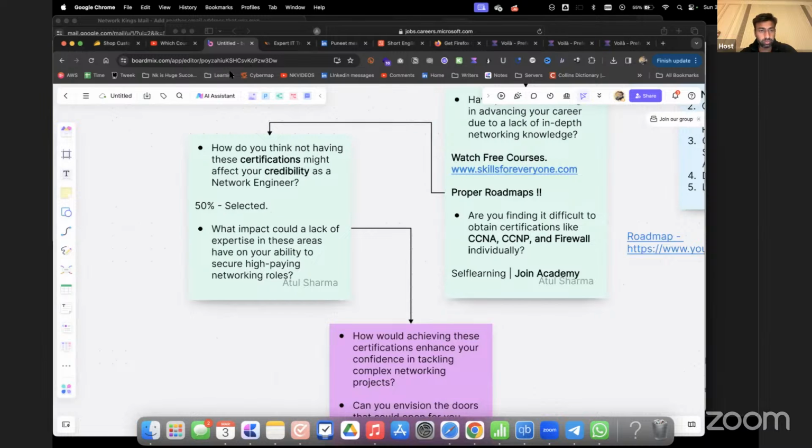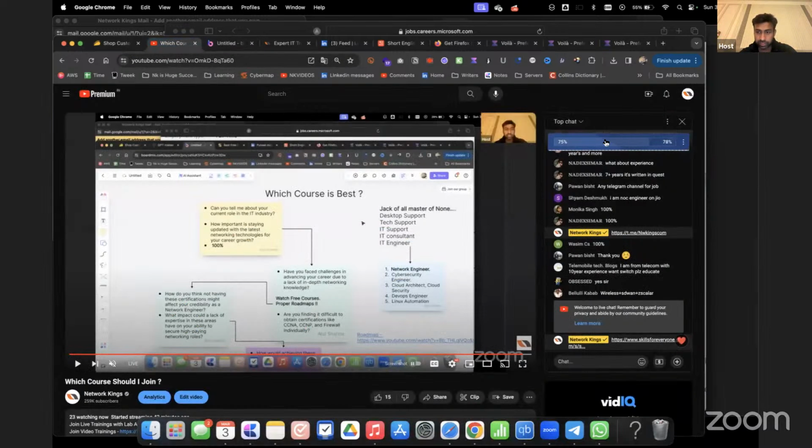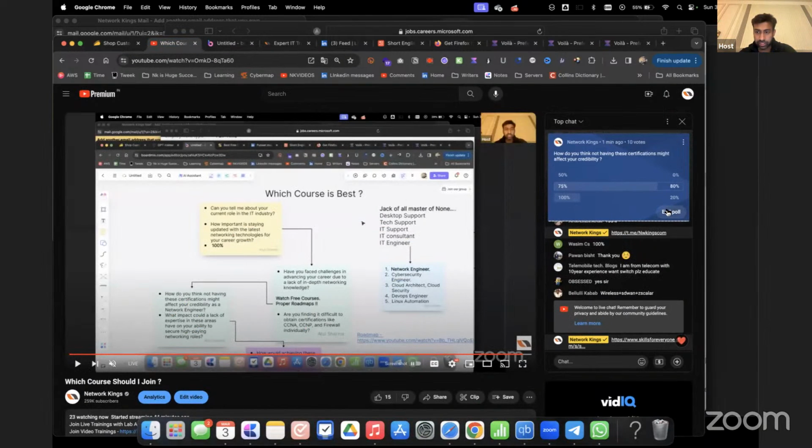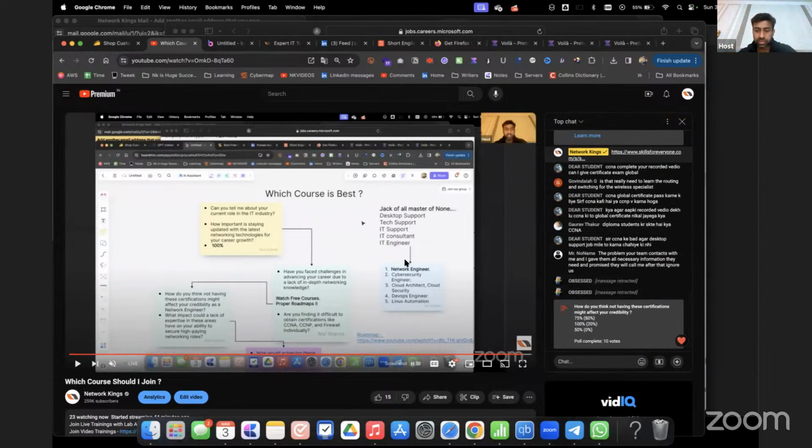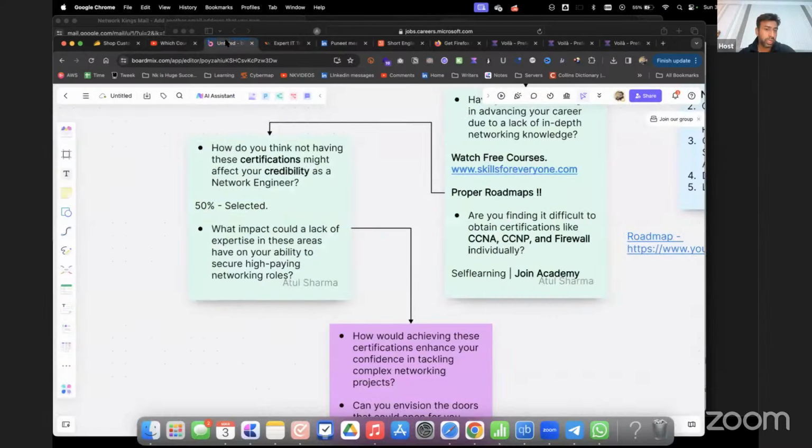So now let's see how much percentage people are saying. 75%, yeah. So everyone is saying 75%. Yeah, so 75% is obviously right, even I do not agree with 100%. So 75 is definitely important for certification. If you are learning courses and you are not getting certified, it can definitely create a problem. And 75%, yes, it will improve my credibility if I go for the certifications.